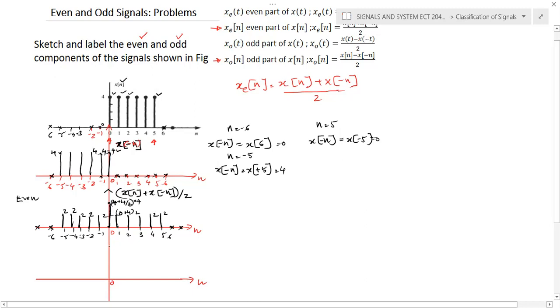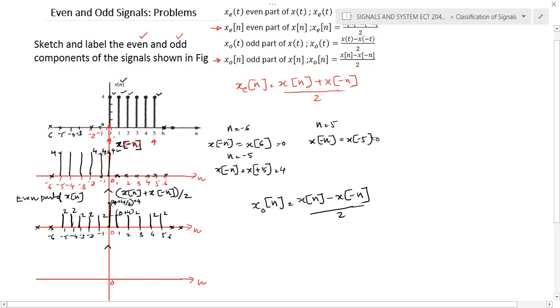Now we need to go for the odd component of the signal. So that was the even part of x of n. Now we need to find the odd part. In order to find the odd signal, this is the formula: xo of n is equal to x of n minus x of minus n, divided by 2. So we need to subtract x of minus n from x of n.